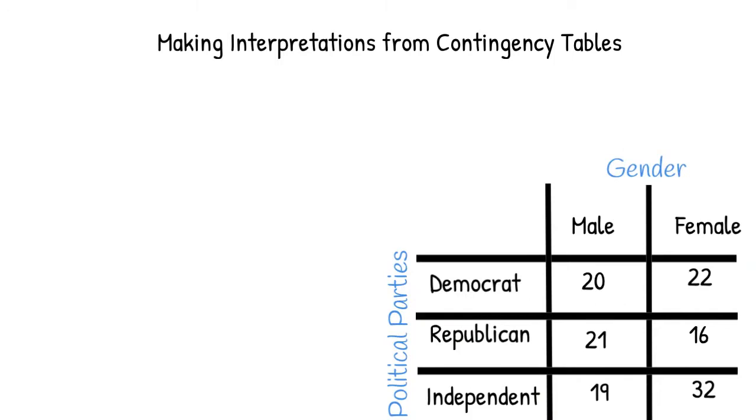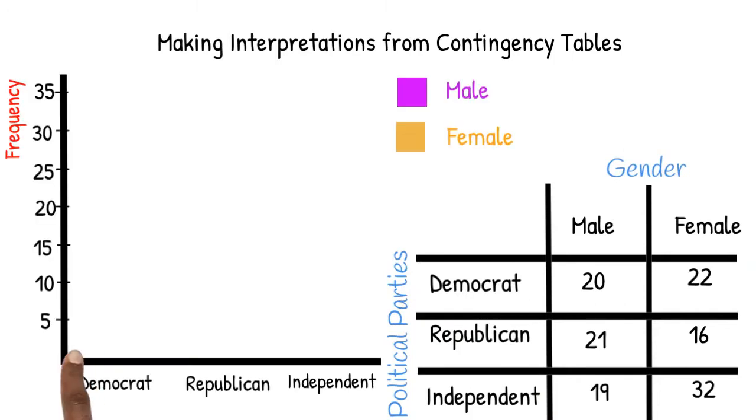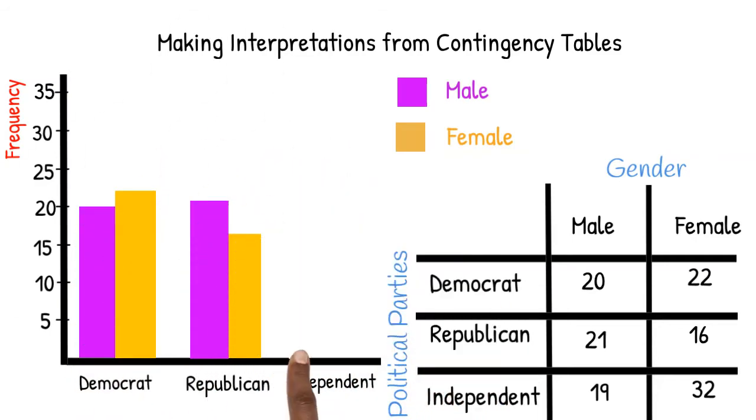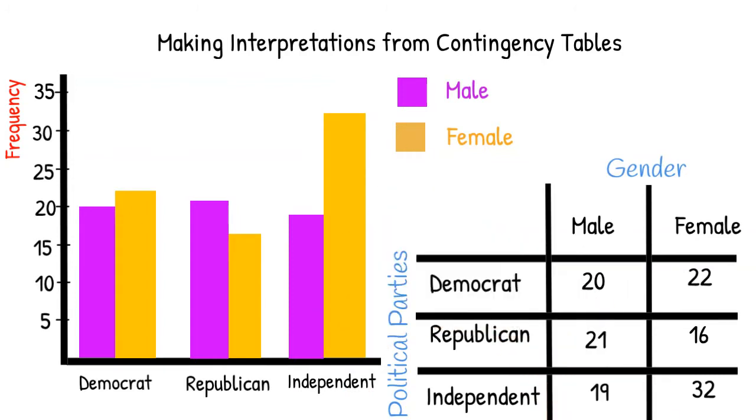One way to do this is to draw a side-by-side graph and examine what we see. By looking at the graph, it is easier to make comparisons. We see, for example, that there are more male Republicans than female Republicans in our study, and that the female independents far outnumber the male independents.